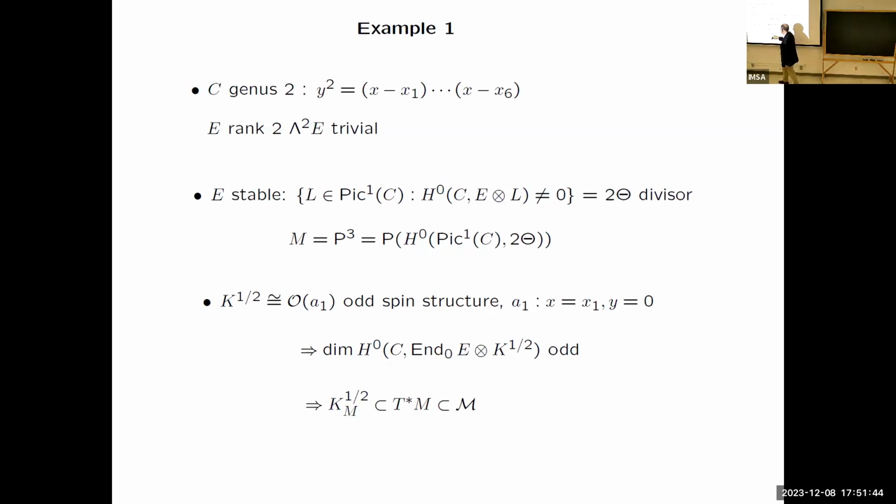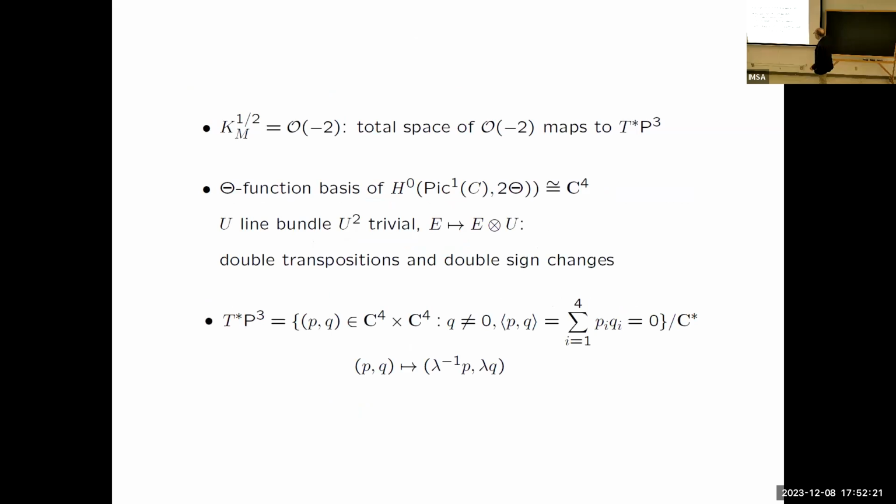So then what we get is an inclusion, if we multiply by the section S, as I said before, we're looking at an inclusion of K^(1/2) inside the cotangent bundle N. So we have this line bundle inside N. And what is it? The space is P3. The canonical bundle of that is O(-4). So this is an embedding of O(-2) inside the cotangent bundle of P3. So what is it? At least that's the question I asked myself. So I'll tell you what it is.